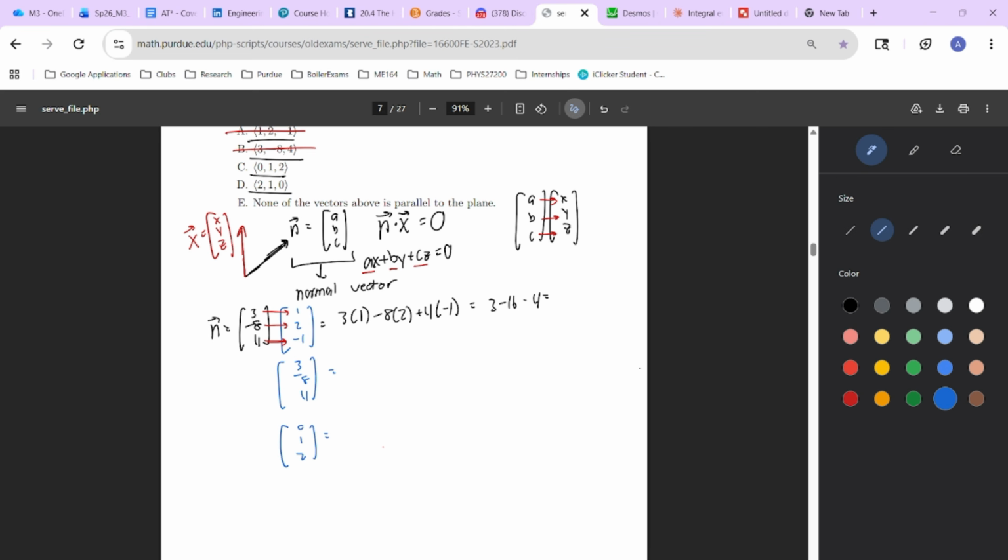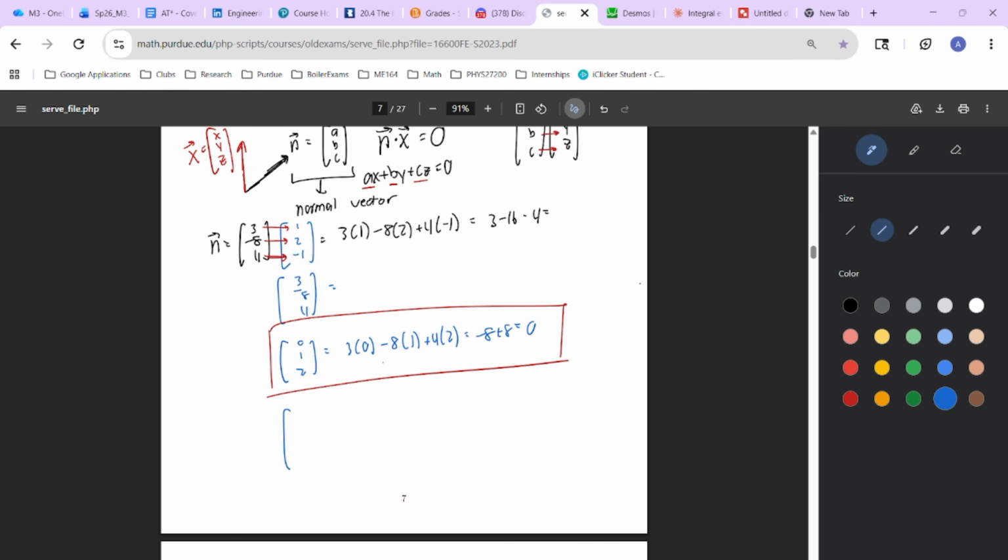If we dot that together, we get 3 multiplied by 0, minus 8 multiplied by 1, plus 4 multiplied by 2. We get negative 8 plus 8, which is equal to 0. So this one looks like one that we can actually use, but it's always good to never leave out the last answer that we have not checked yet. So we're going to check that quickly.